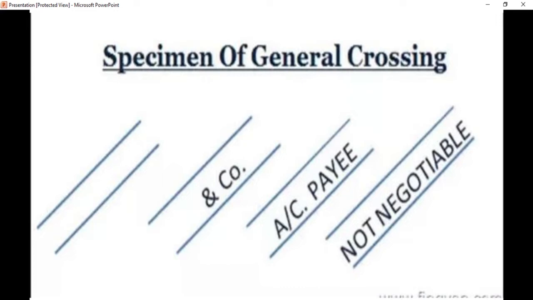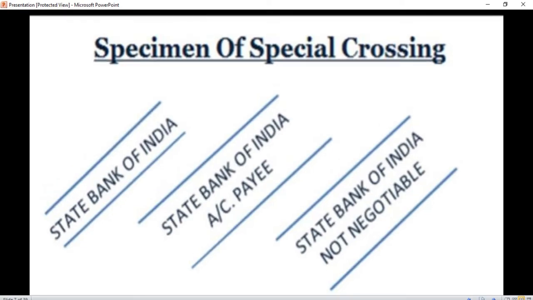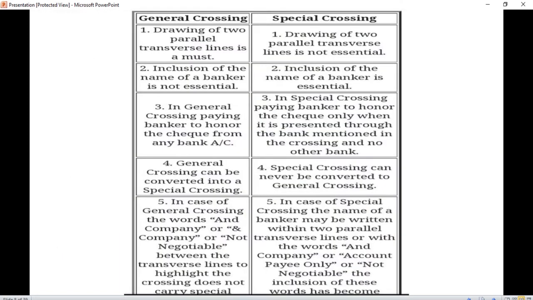See here different types of special crossing. Here clearly mentioned State Bank of India means it cannot be accepted in any other banks. It can be accepted only in SBI. Whether you have an account in different banks or the check belongs to another bank, it can be accepted only by that particular bank mentioned on it. This is special crossing. We can convert general crossing into special crossing, but we cannot convert special crossing into general crossing.